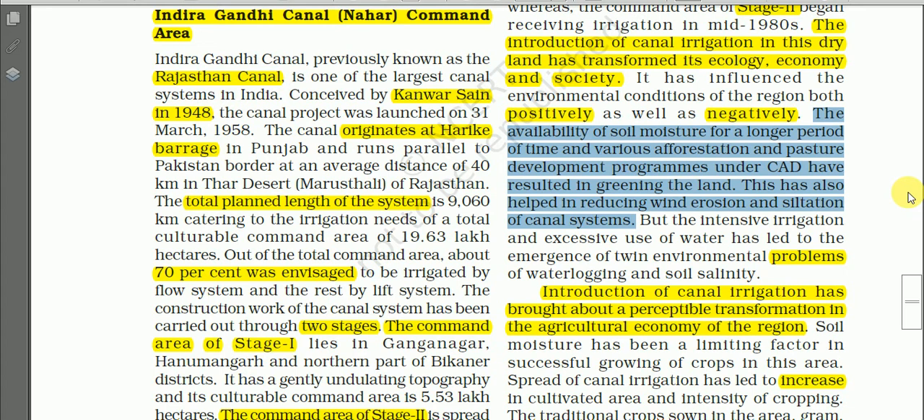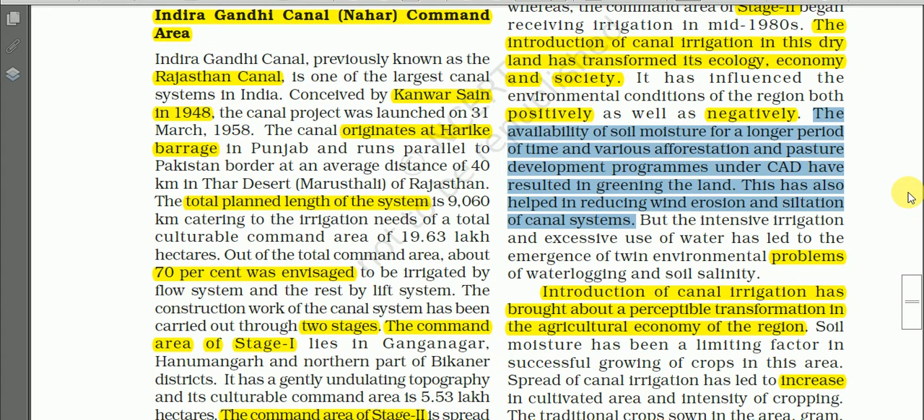Because of the canal irrigation, water is available. Water for the soil is available for a longer period of time, and because of the various afforestation programs, tree plantation programs and grassland development programs under the command area development, the land has turned green. Once it was a desert, but because of the plantation of trees and development of grasslands, this region has become a greenery field.